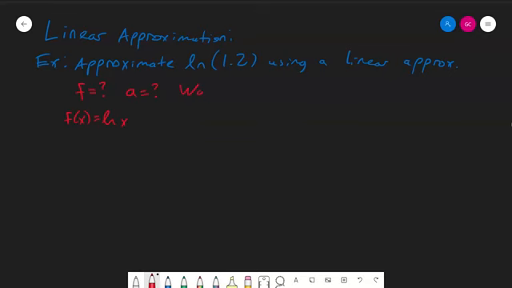Well, we want an a value that is close to 1.2, because the whole point of a linear approximation is that it works pretty well if the x value, or the input that you're looking at, like 1.2, is close to wherever you found the tangent line. So a should be close to 1.2, and we want ln of a to be easy.